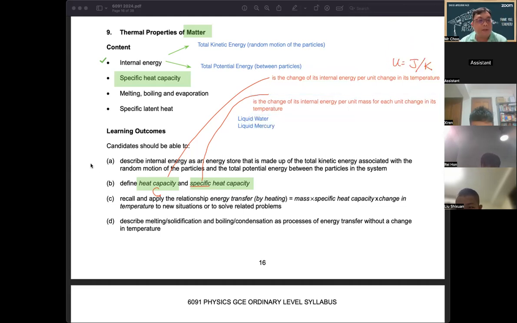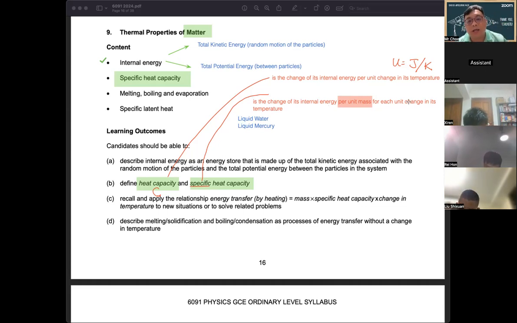Okay, so what's the difference here? The difference between the definitions is this extra phrase called per unit mass. Basically, it's how much energy you require to raise 1 kg of, let's say, water by 1 Kelvin of temperature. Are you all clear about it? It's the amount of energy to raise 1 kg of the material by 1 degree Celsius temperature.